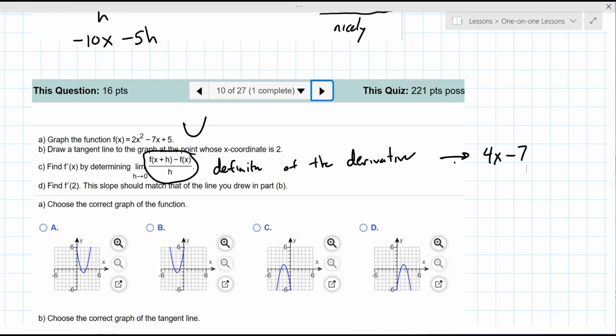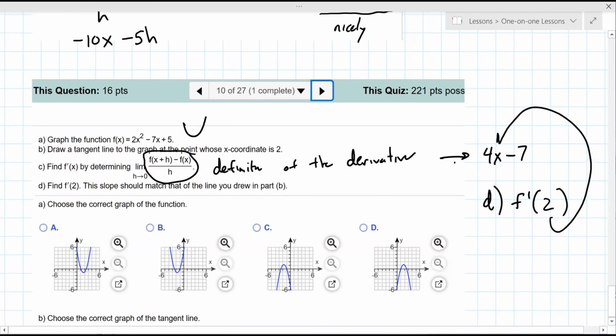And then the last part, D here, it says, okay, now that you've found the derivative, I want you to put the value of the derivative at 2. And that means you're going to put 2 back into this thing right here. 4 times 2 minus 7, 8 minus 7 equals 1. Wait, so how did you get? Oh, okay. I'm looking at. Okay, that makes sense. So I'm skipping the step of how to actually go through the limiting process.